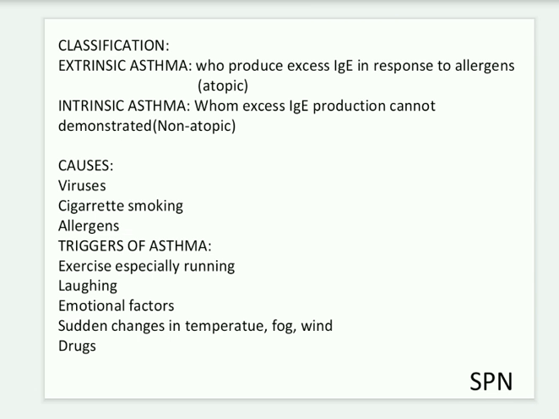Next comes the classification: extrinsic and intrinsic. Extrinsic applies to those who produce an excessive amount of IgE antibodies in response to allergens, so those are called atopic. And intrinsic asthma refers to those cases in whom excessive IgE production cannot be demonstrated, that is non-atopic. That is why it is called intrinsic asthma.